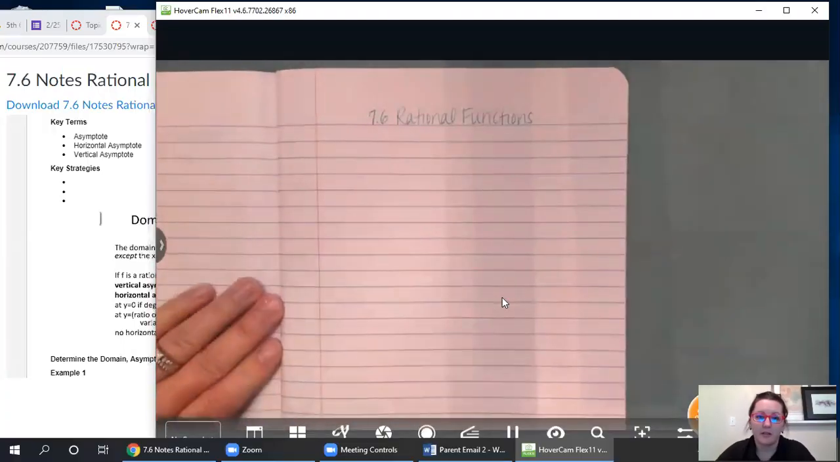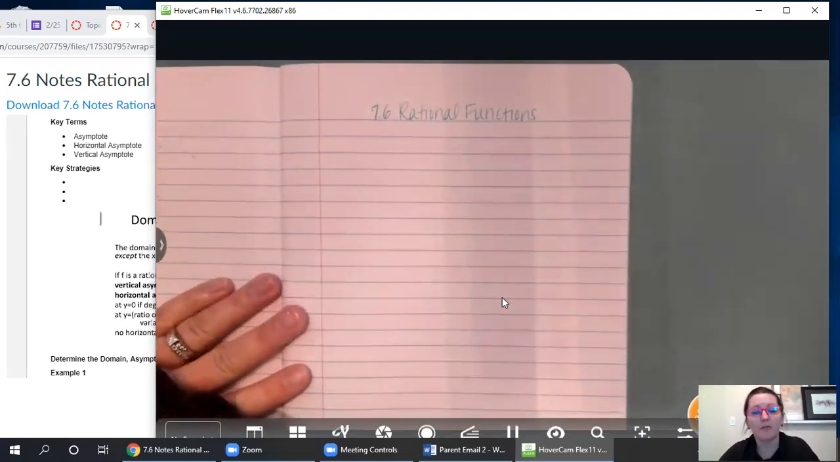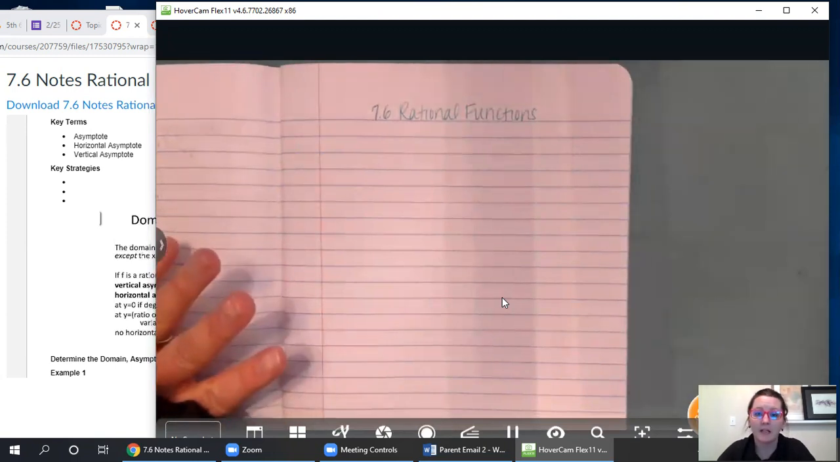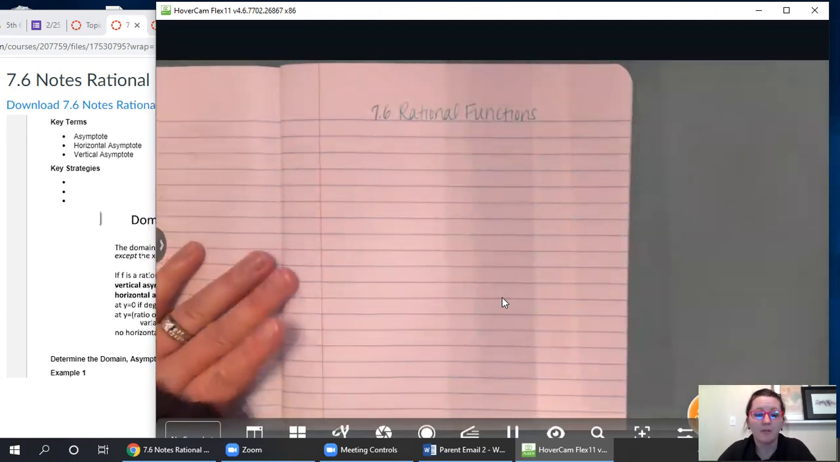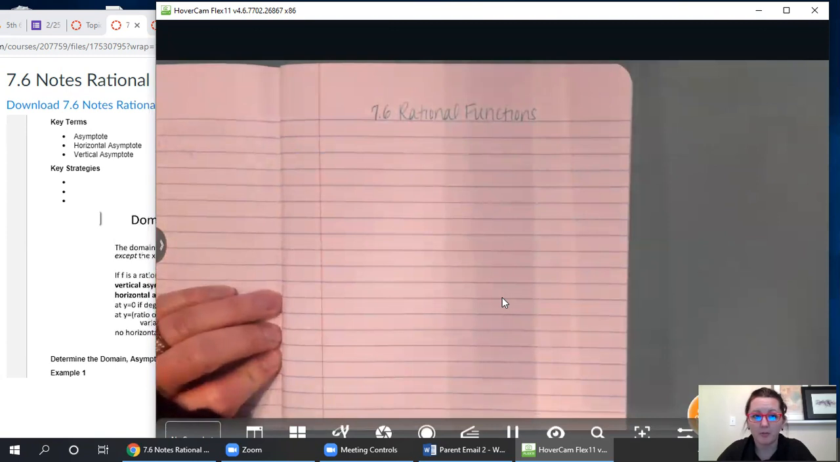Okay, we're going to talk today. We've talked a lot about simplifying rational expressions and solving rational equations. Now we're going to move into rational functions, so really looking at those on the graph, and I know we've talked a lot about asymptotes and what those look like. Today we're going to talk about finding asymptotes algebraically, so we won't be using graphs very much except to check our work.